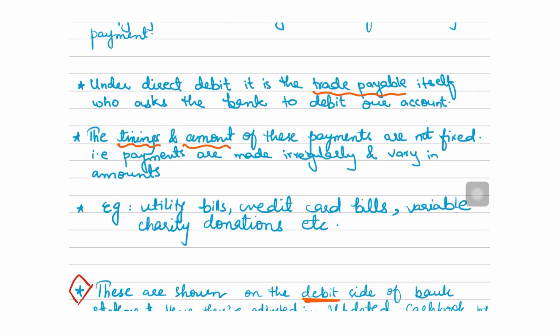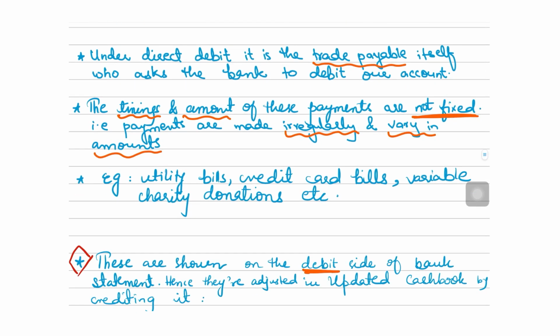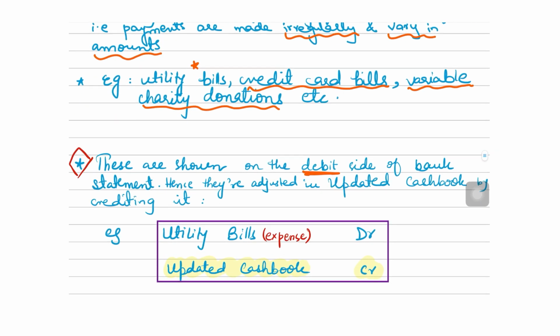What you need to remember is that the timing and the amount of these payments are not fixed. They are made irregularly, and they vary in amounts as well. Sometimes they are made monthly, but the amount is not fixed. For instance, these could be utility bills, your electricity bills, your water expense, your credit card bills. They vary in amount. Charity donations, variable charity donations. So these payments are made irregularly, and the amount is also not fixed. That is direct debit. Again, an expense, a cash outflow.